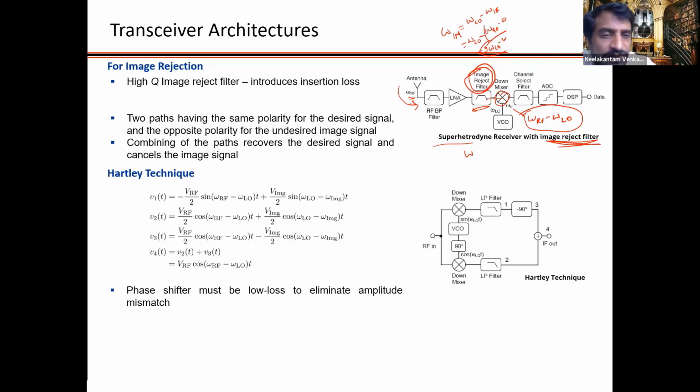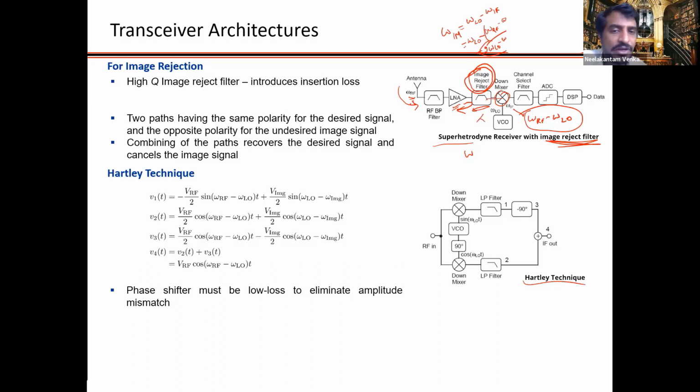There are other techniques called, let's say, the Hartley technique, where you don't want to design an image rejection filter because there's insertion loss in the filter. You're having an amplifier, then you want to immediately filter. This image reject filter should not have any reflection loss that goes back to the amplifier, which is also no good. So to circumvent all those problems, is there a way that you don't want to have an image reject filter?